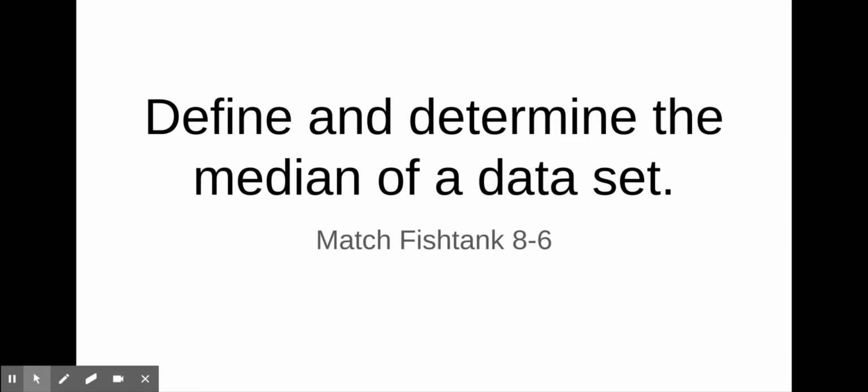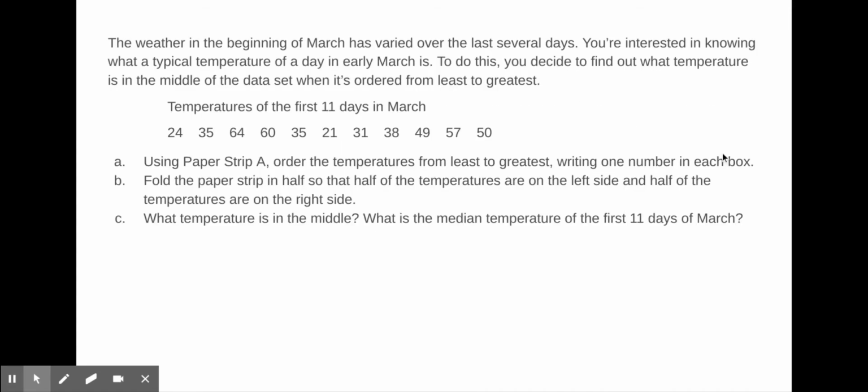Math Fishtank, Unit 8, Lesson 6. In this mini lesson, we're going to define and figure out how to determine the median of a data set.